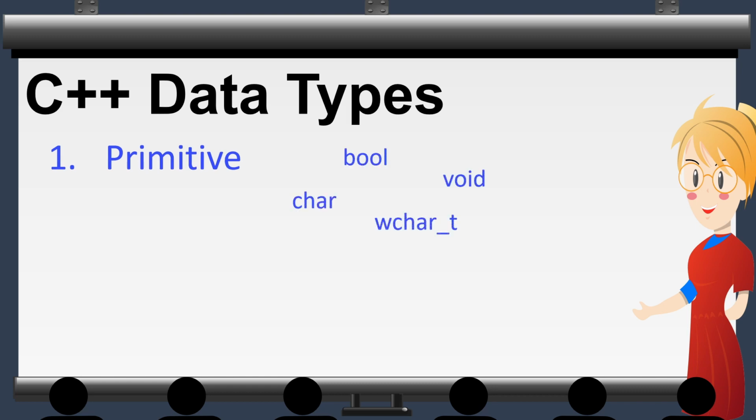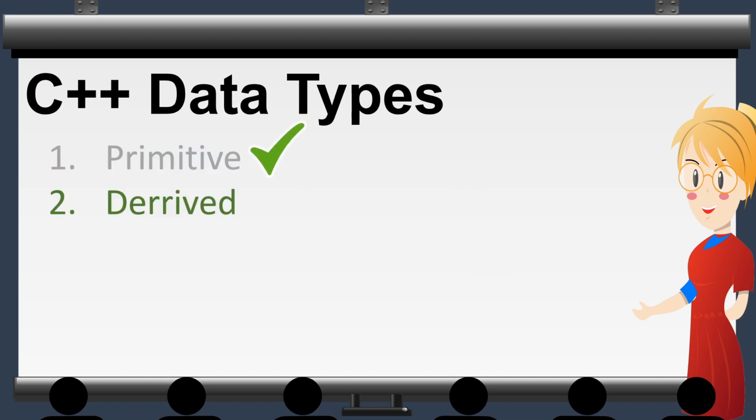Primary data types or primitive data types available in C++ are integer, character, boolean, floating point, double floating point, void, and byte character. Derived data types. Derived data types are data types that are derived from primitive or built-in data types. These can be of four types, namely array type, pointer type, reference type, and function type.